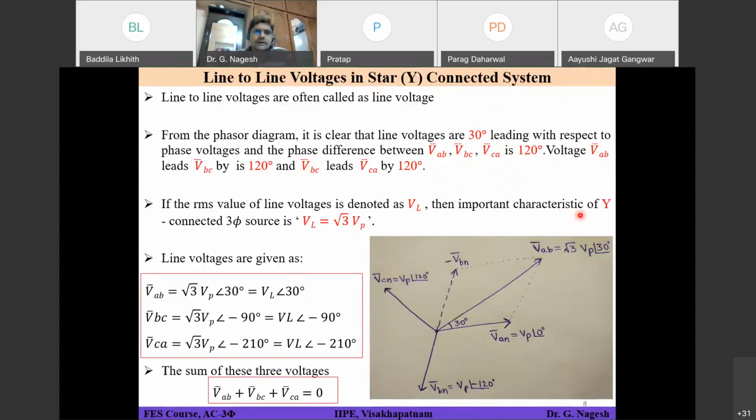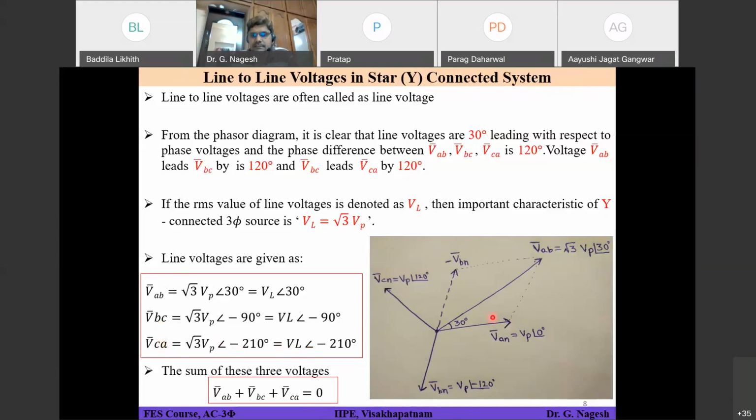So this is how you have to represent your phase voltages, and line voltages are going to have an amplitude of root 3 times more than your phase voltage, and the phase angle will be 30 degrees leading with respect to that corresponding phase. Okay, so what does it mean? VAB is plus 30 with respect to VAN. VBC is plus 30 with respect to VBN. Correct? So VCA will be plus 30 with respect to VCN.